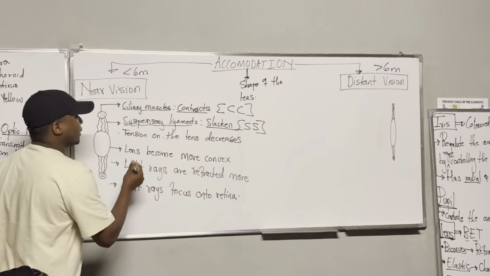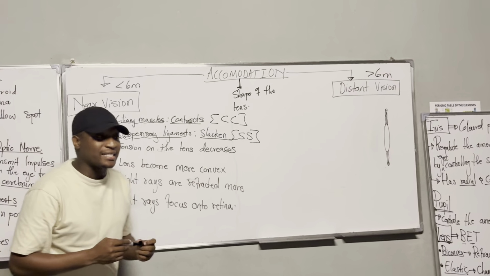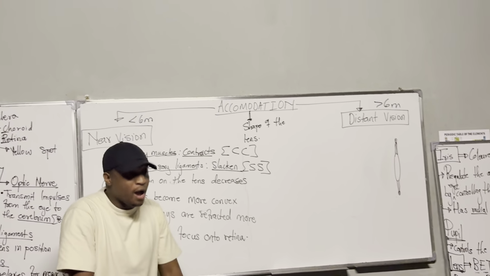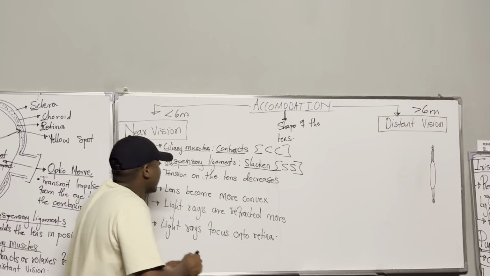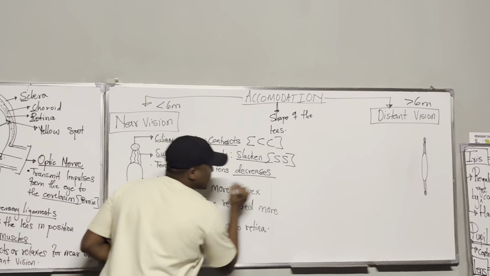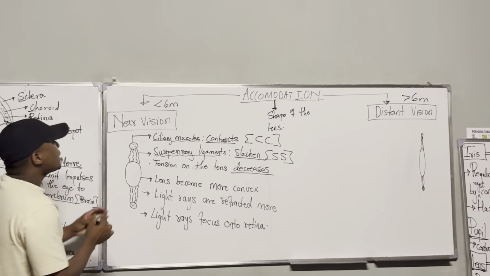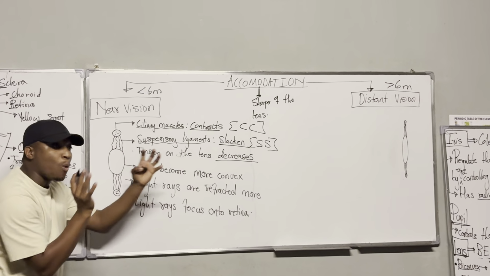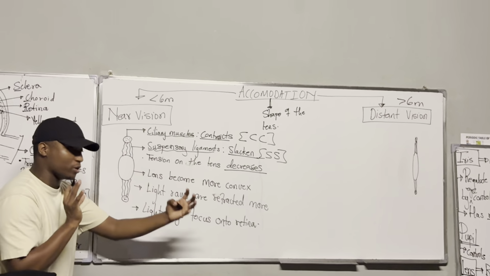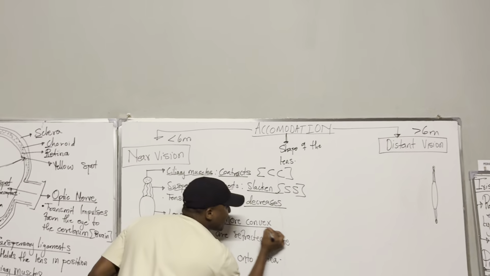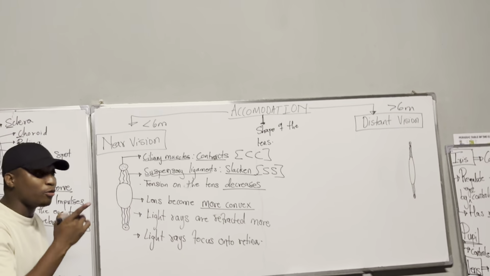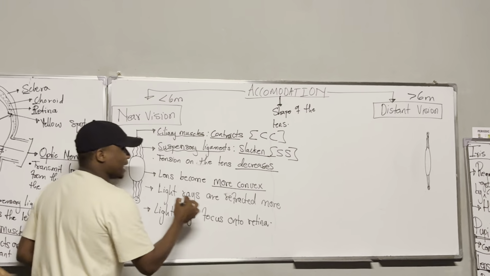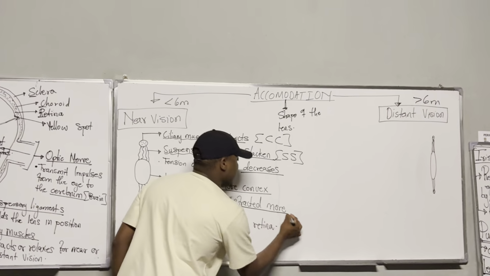of that one. Then since the suspensory ligaments slacken, meaning they don't hold on to the lens too much or very strongly, but they are just there. Hence now we say the tension on the lens, it does what now? Decreases. So if the tension on the lens decreases, then the lens are going to be wide open or more rounded. So we say the lens become what now? More convex. As a result now, light rays are refracted more.